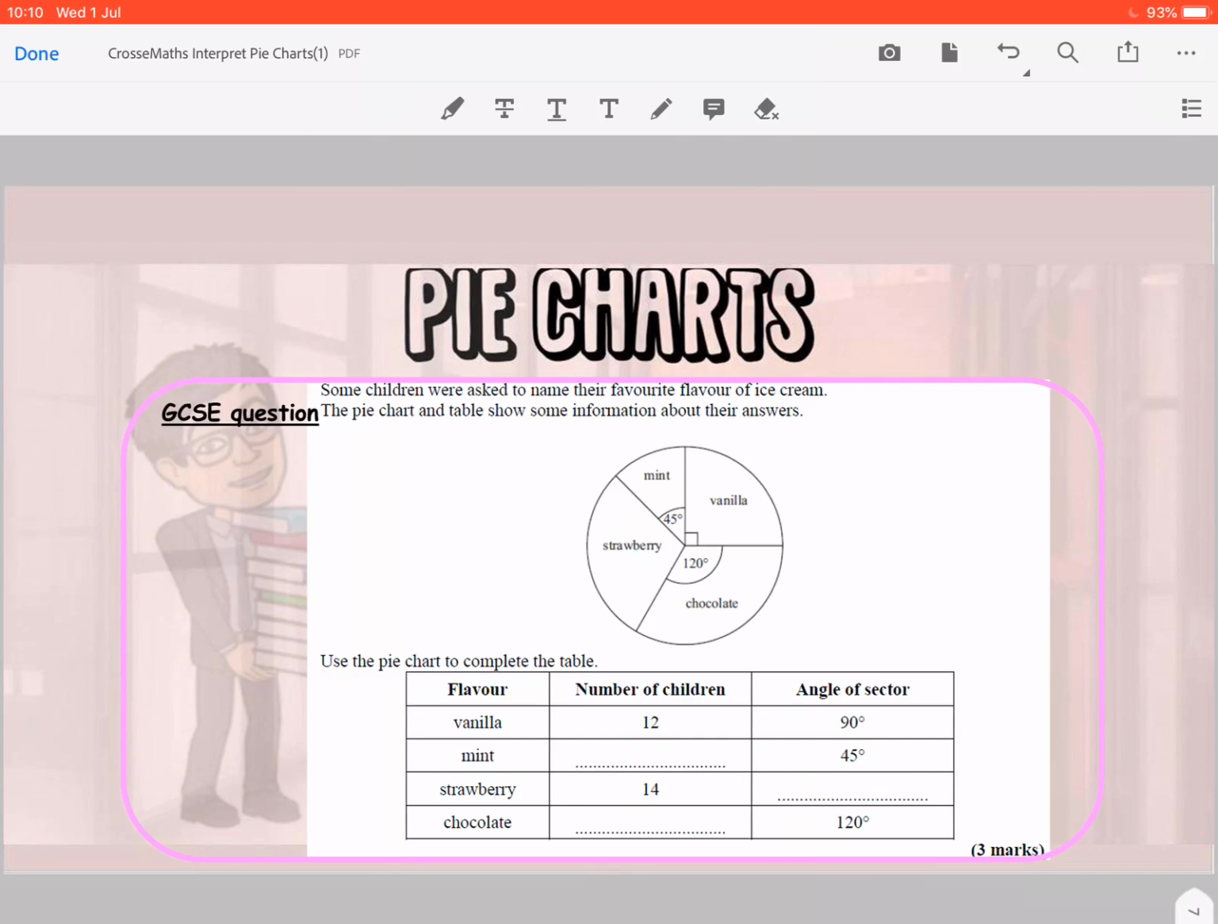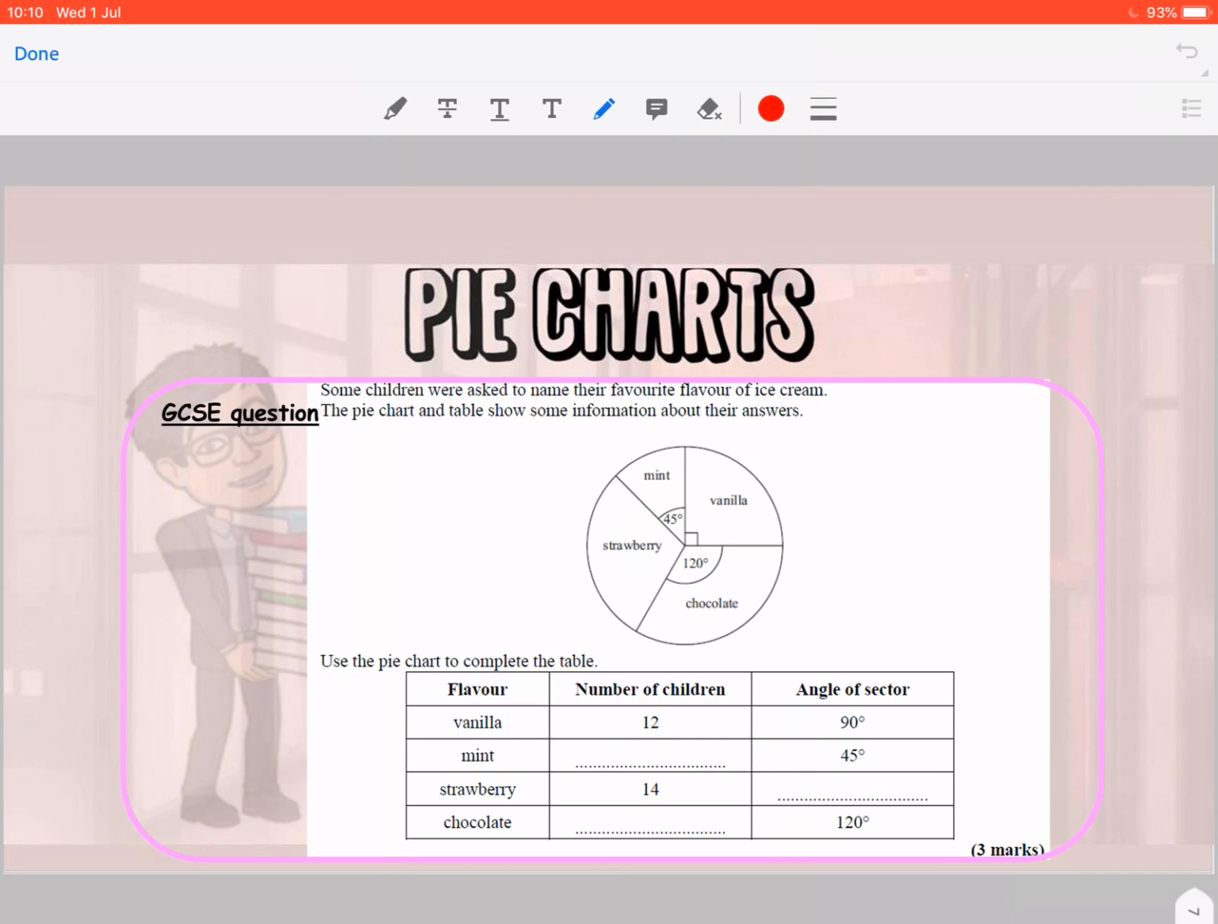Right guys, pause the video now, very last one that we do. Another GCSE question. Pause the video and have a go. Right then, some children were asked to name their favourite flavour of ice cream. The pie chart and table show some of the information about their answers. So we've got vanilla is 12 people. It's represented by 90 degrees, so a quarter.